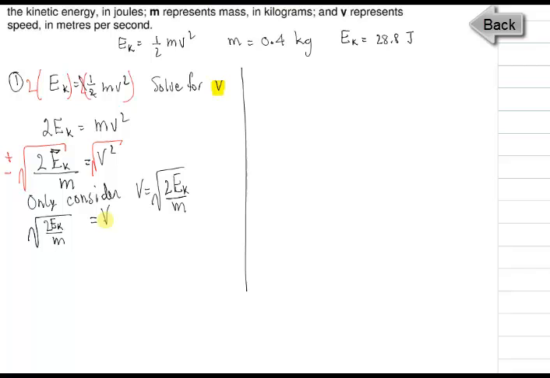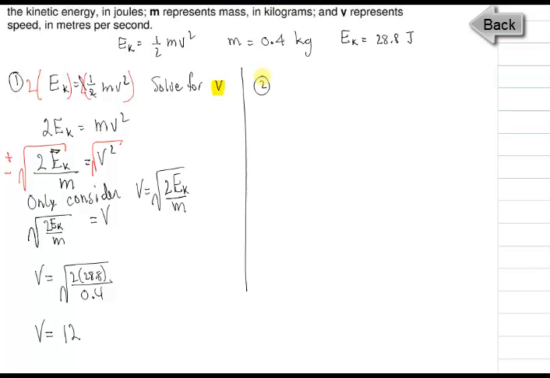Okay, so we have v isolated. We want to plug in our values that we know. We know that our mass is 0.4 and our kinetic energy is 28.8. So into our formula, we want to put 28.8 in for e subscript k, and for m, you want to put in 0.4. And when you work all of this out on your calculator, you should get 12.